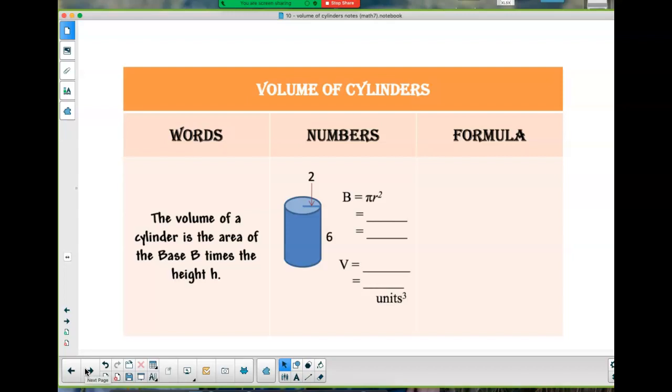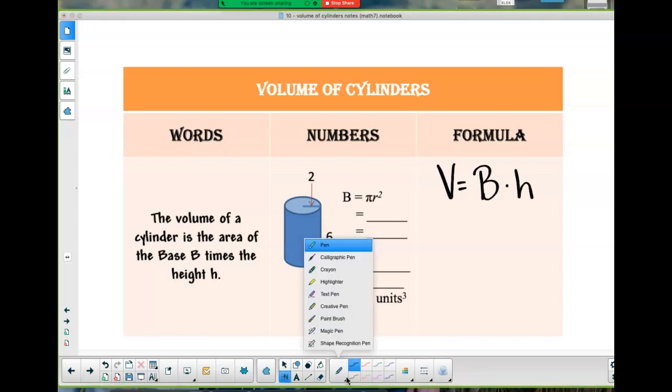The volume of the cylinder is very similar to finding the volume of prisms. The formula is the same. V equals capital B times H. Write that down. The nice part of this is the base is always the same. What's the base again in a cylinder? No matter what, what's the base? A circle.